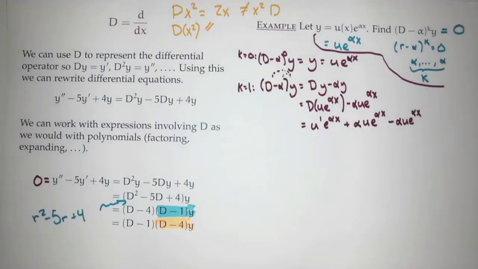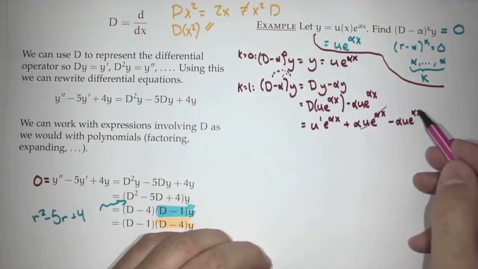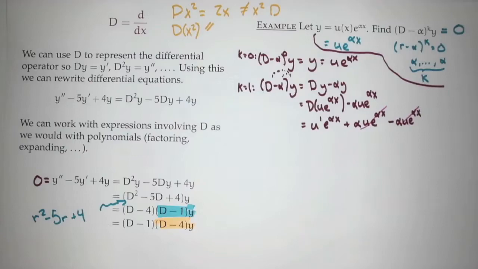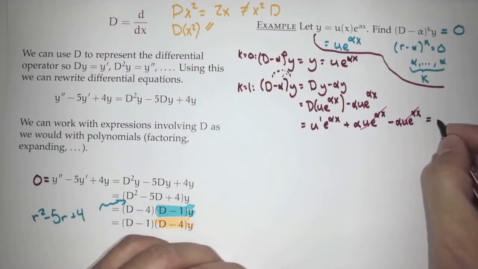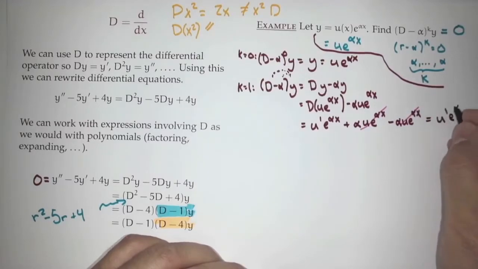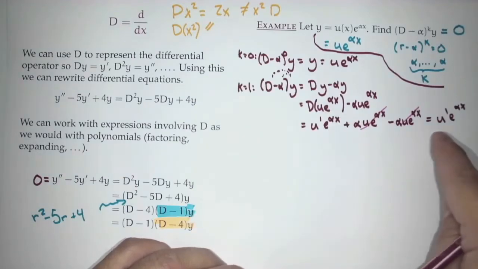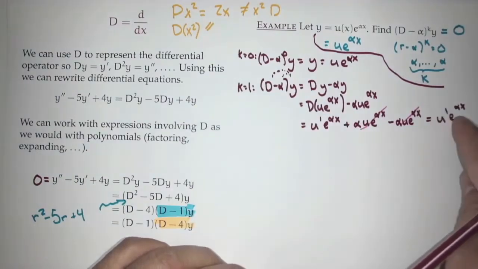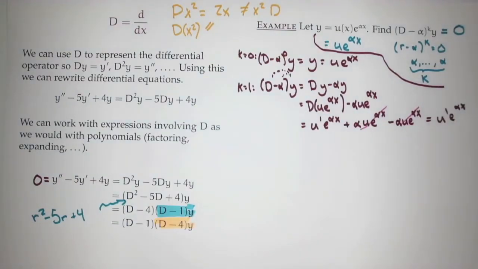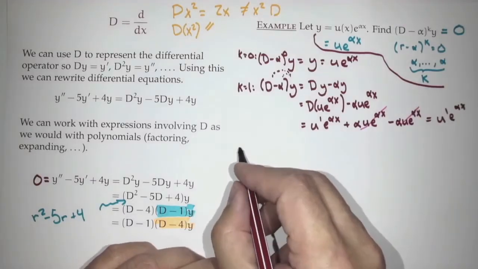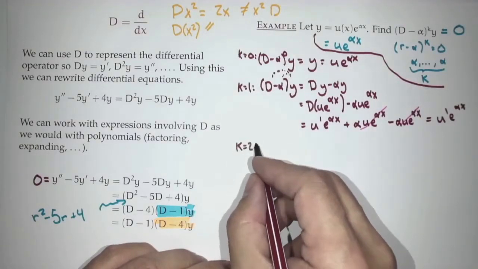And what do you notice? Yeah, almost as if it had been meant to happen, because it was meant to happen. That's good. So u prime e to the alpha x. So don't do anything, you have u e to the alpha x. Take one derivative, you have u prime e to the alpha x. Let's do another one. Okay, so k equals 2.